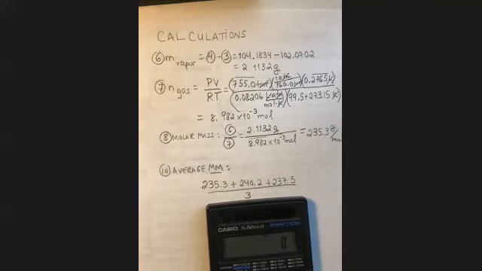Here's my calculator. So 235.3 plus 240.2 plus 237.5. And we get this number. Now remember, although the calculator is displaying this at 713, we know that in our input values, there was a decimal. So that means that technically this should be 713.0, which is 4 sig figs.